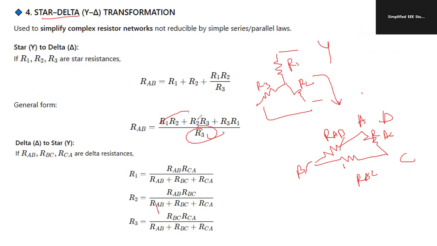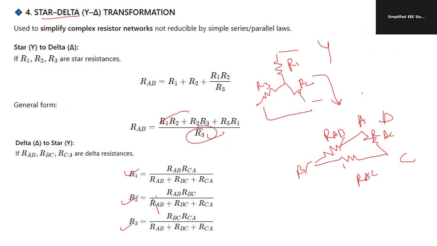Now the delta to star transformation. First of all, we have a delta connection. Vice versa, it is just opposite. R1 can be written as RAB into RCA divided by RAB plus RBC plus RCA. Similarly, R2 is nothing but RAB into RBC divided by RAB plus RBC plus RCA, then R3 is equal to RBC into RCA divided by RAB plus RBC plus RCA. If I go ahead with that, definitely you can convert star into delta and delta into star.